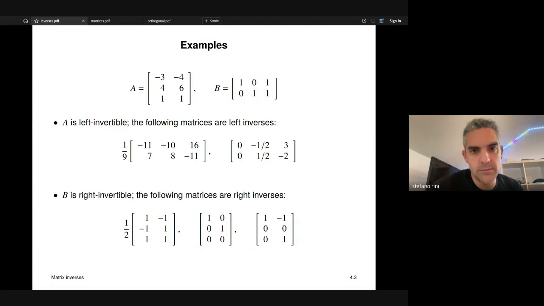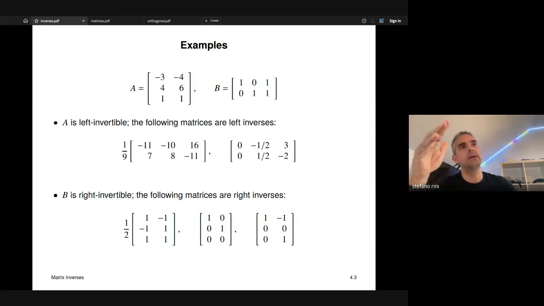Some example, no need to worry, but maybe we can discuss this. A is tall and B is wide. A is left invertible, and these are two possible left inverses, and B is right invertible, and these are two right inverses. If you think about dimension, this is a 3 times 2 matrix, and this is a 2 times 3 matrix. When you multiply them together, you get a 2 times 2 identity matrix.